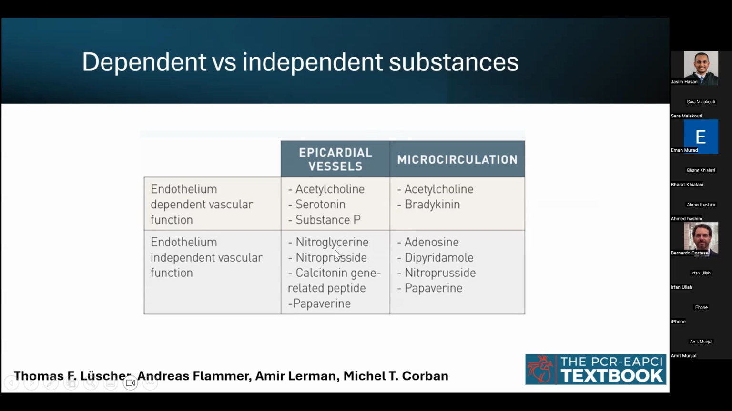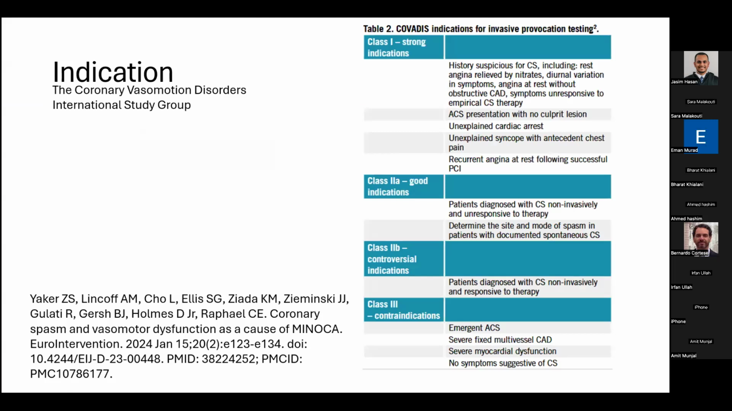While, for example, nitroglycerin will vasodilate regardless of the endothelial function. So for the indication of the exam, there is this group, the Coronary Vasomotion Disorder International Study Group. They published a good paper in 2024 on how we can use the exam. When is the best time to use this exam?